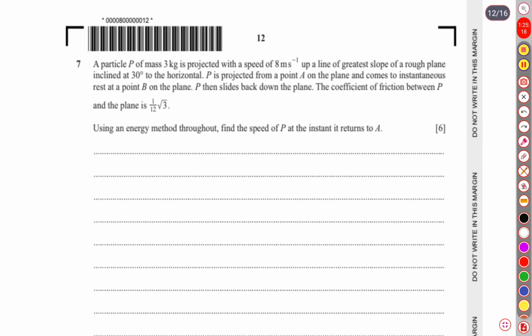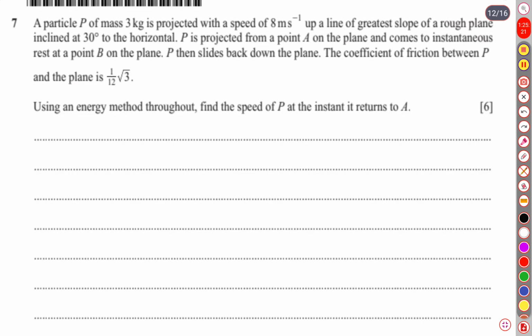The next question says: a particle P of mass 3 kg is projected with a speed of 8 meter per second up a line of greatest slope of a rough plane inclined at 30 degrees to the horizontal. P is projected from a point A on the plane and comes to instantaneous rest at a point B on the plane. P then slides back down the plane. The coefficient of friction between P and the plane is square root of 3 over 12. Using an energy method throughout, find the speed of P at the instant it returns to A.